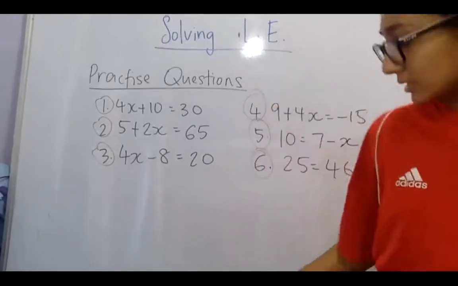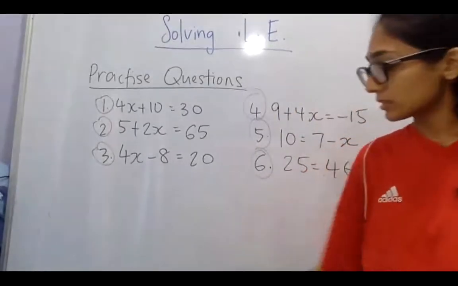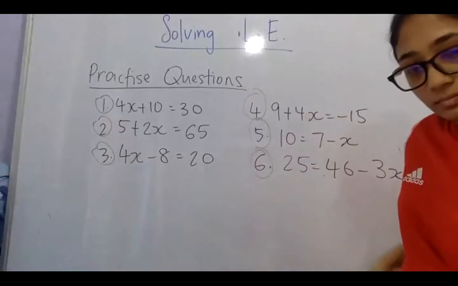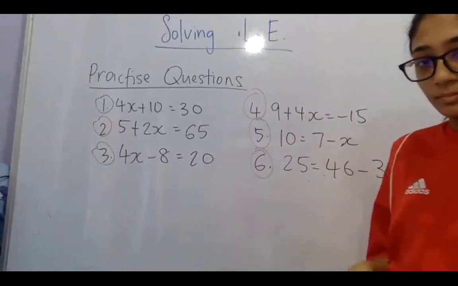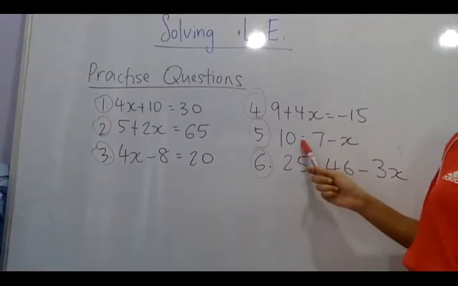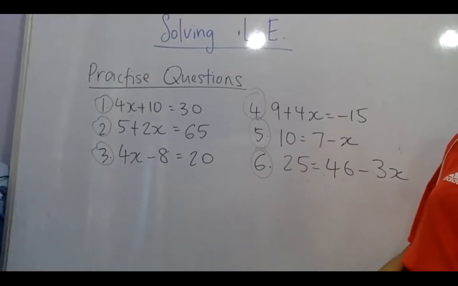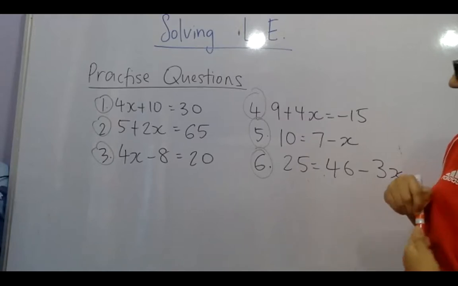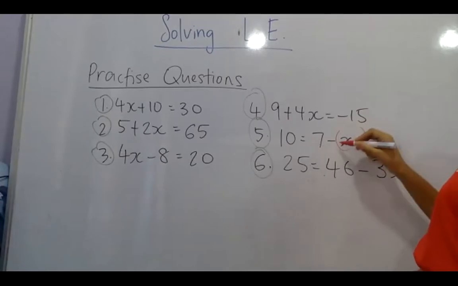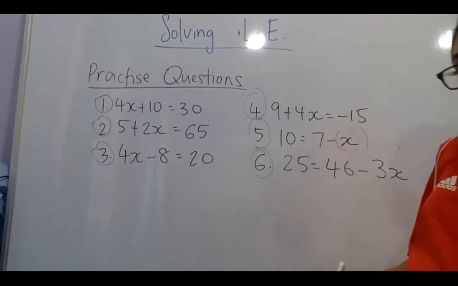For number 5, I have a question. Number 5 is 10 equals to 7 minus x, right? How can 7 minus x minus something equals to 10? It's a bit confusing. It has to be a negative number, because a negative will become positive, then you can make it 10. Okay.